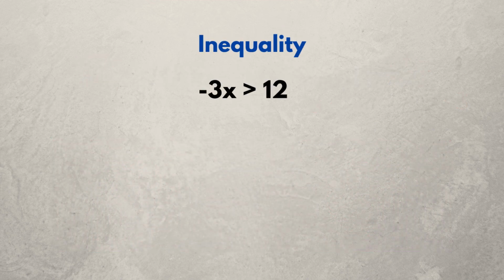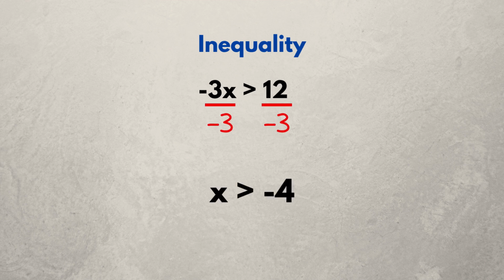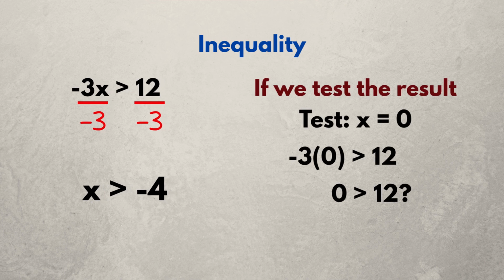Look at this. Negative 3x greater than 12. If we divide both sides by negative 3, we get x greater than negative 4. Let's test it. If x equals 0, then negative 3 times 0 equals 0. Is 0 greater than 12? No. False. So that answer is wrong.